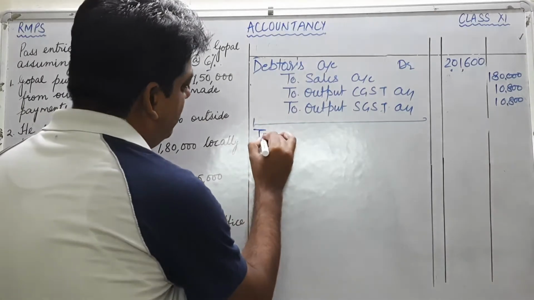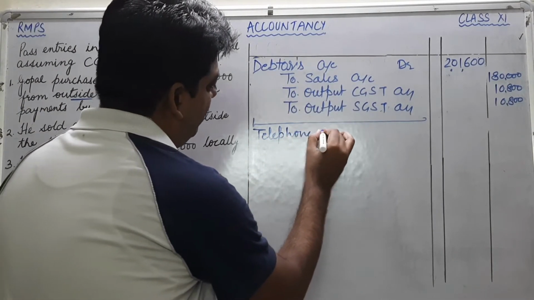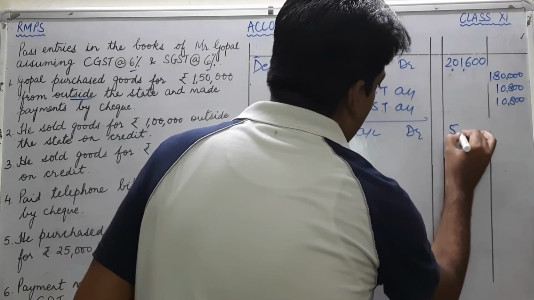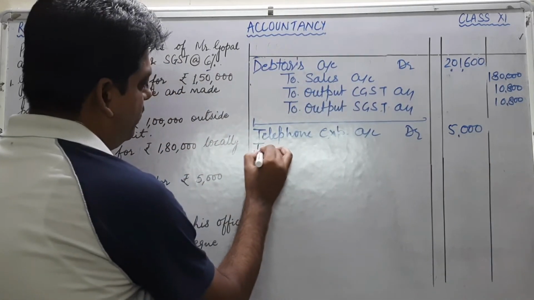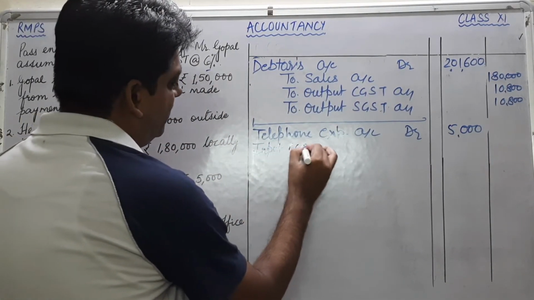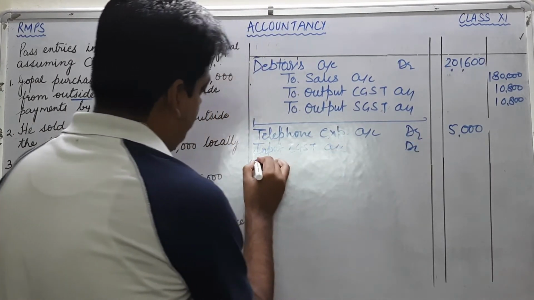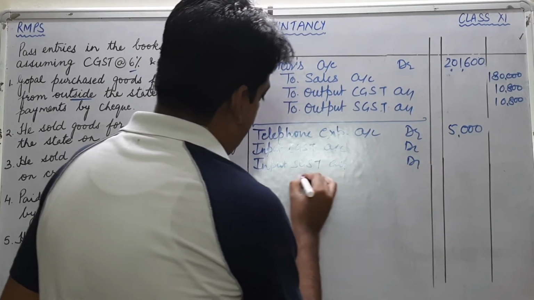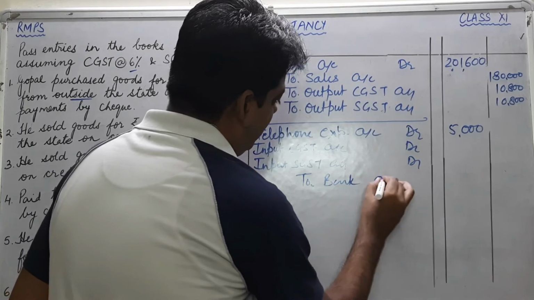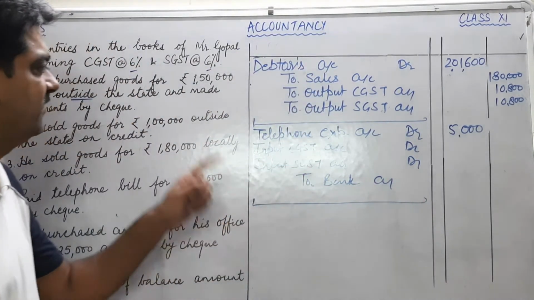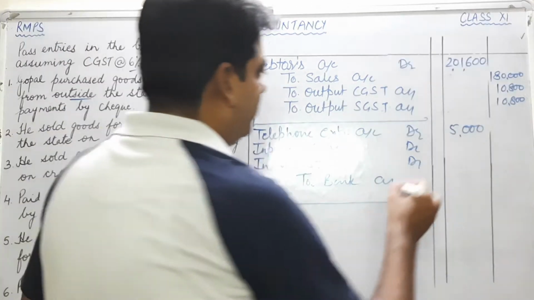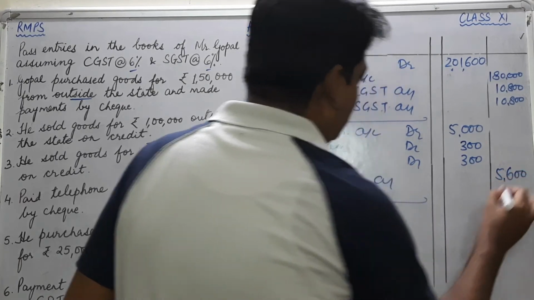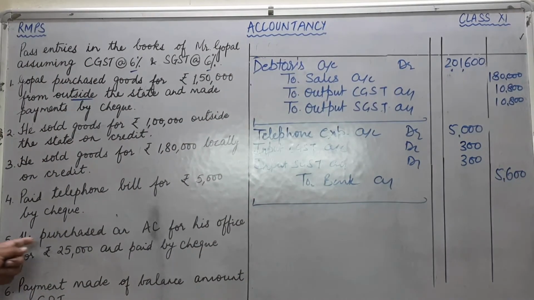So this is one of the expense. All expenses must be debited. So telephone expenses account will be debited and bill price is 5,000, and we have to pay taxes also. Input CGST account will be debited. Input SGST account will be debited and to bank account. And you can see both taxes are 6%. So 5,000 into 6% will be 300 each. Like this 5,600 rupees will come.